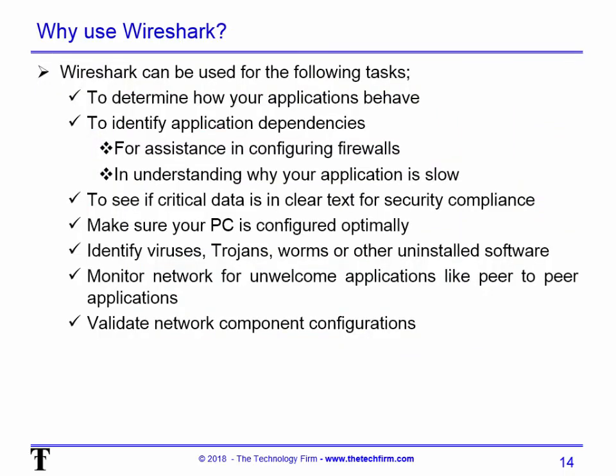Now that we know where Wireshark fits into the OSI model, a better question is why? Why do we even bother? Well, Wireshark can be used for all sorts of things. For example, to determine how your applications behave. This could be because you're doing an application profile, you want to make sure you know what it's talking to. It could also be a troubleshooting exercise or security, if you're trying to find out why things are talking to certain things that they shouldn't be.